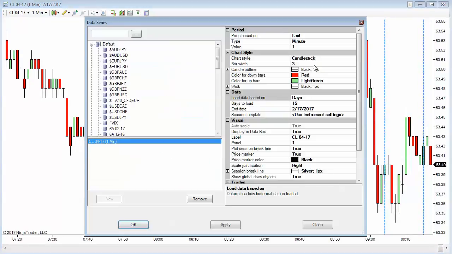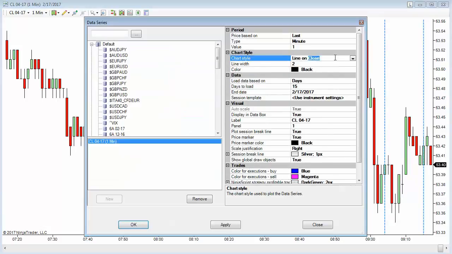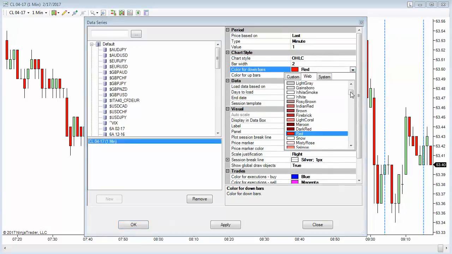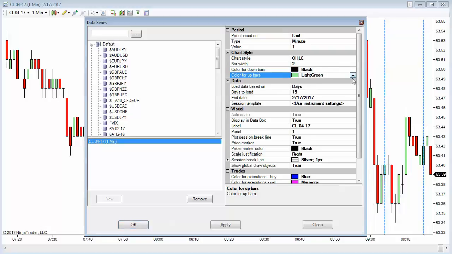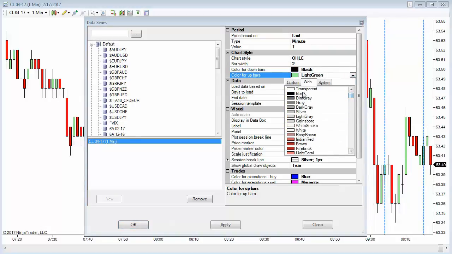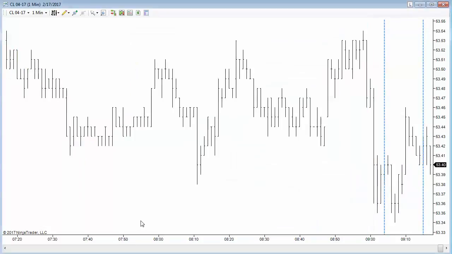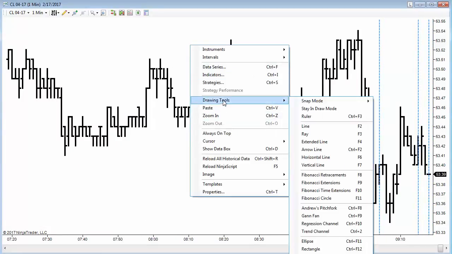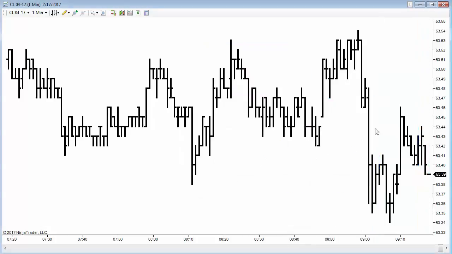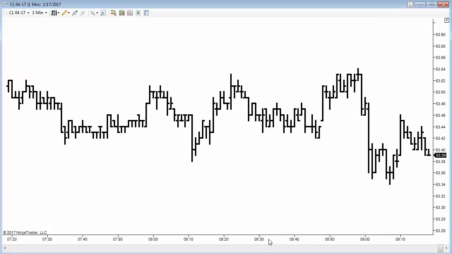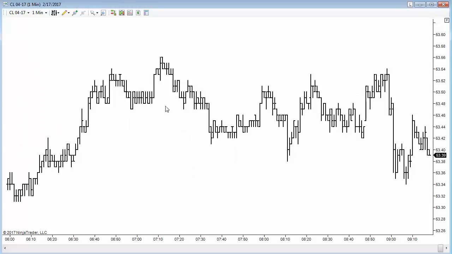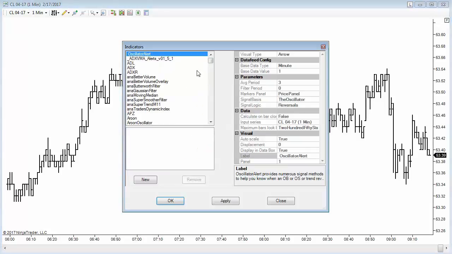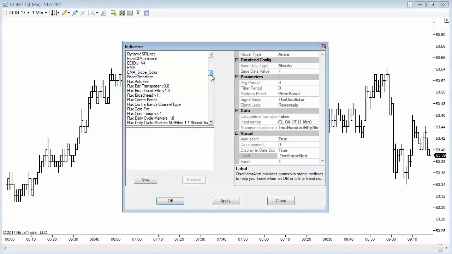So one thing I'm going to do is turn this to an open high-low close candle, and I'm going to set the candles to be black no matter what. So there we go. And we'll turn off all the drawing objects, so we just have a pure price action chart. So this next indicator is predictive, and it does for price what we're doing with the histograms for time.